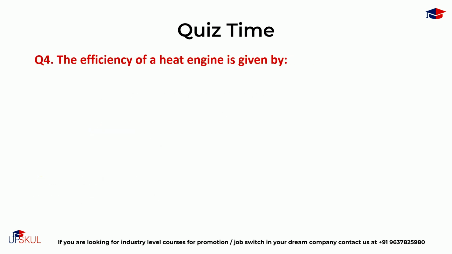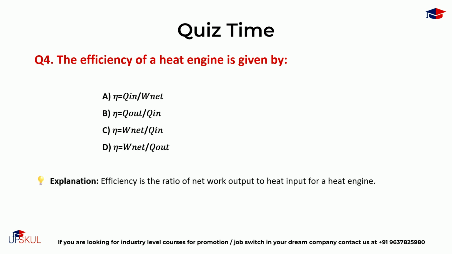Question 4. The efficiency of a heat engine is given by. Efficiency is the ratio of net work output to the heat input of the heat engine. Right. So, W net by Q in.